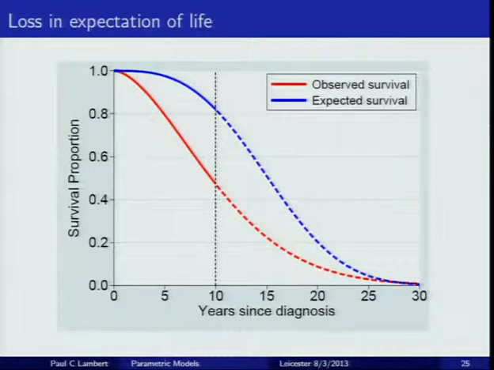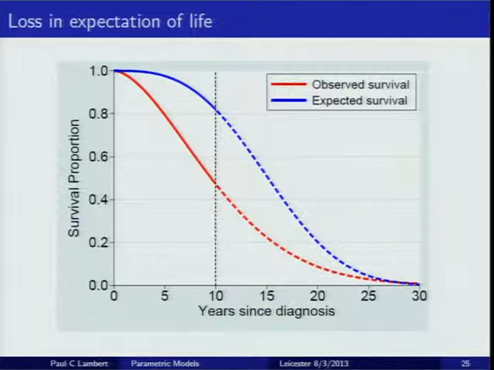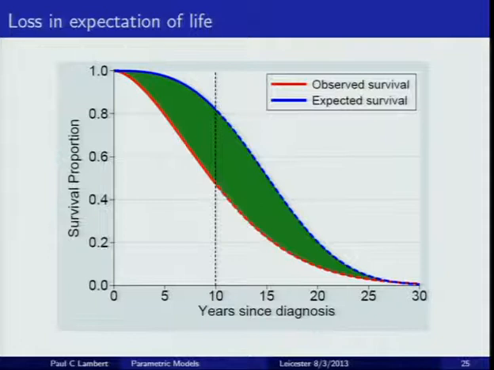So this is what we want to do. We only observe survival up to a certain point, let's say up to 10 years. We want to extrapolate this, and we have our observed survival amongst our cancer patients and the expected survival, essentially, if they were cancer-free within the general population. The loss in expectation of life is essentially just the area between these two curves. So it's the difference in the two mean survival times for these two curves.